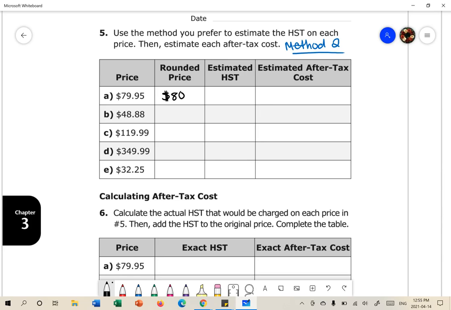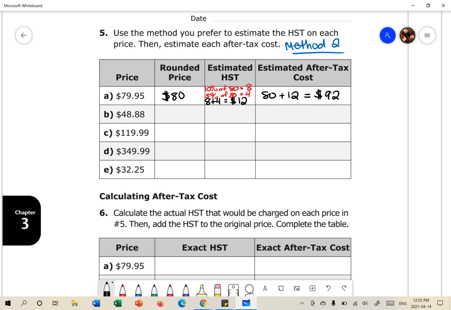So the estimated HST, I'm going to take 10% of 80, which is equal to $8. And then I'm going to take 5% of 80, which is equal to $8 divided by 2, $4. So 8 plus 4 is equal to $12. So the estimated after-tax cost is going to be my rounded price plus my estimated HST, which is equal to $92.